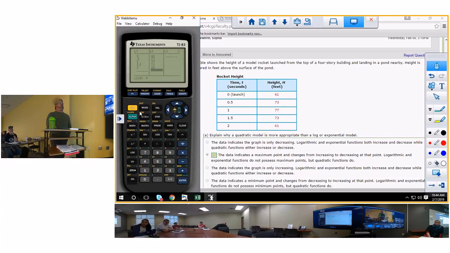And I hit stat, calculate, and then go down here. What kind do we have? A cubic or a quadratic? Quadratic. Good job. You had a good algebra teacher. And hit L1, comma, L2, and hit enter. Look at there. It's a miracle. Negative 16x squared plus 32x plus 61.